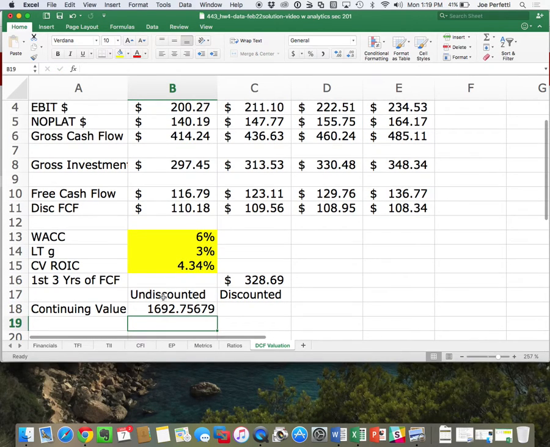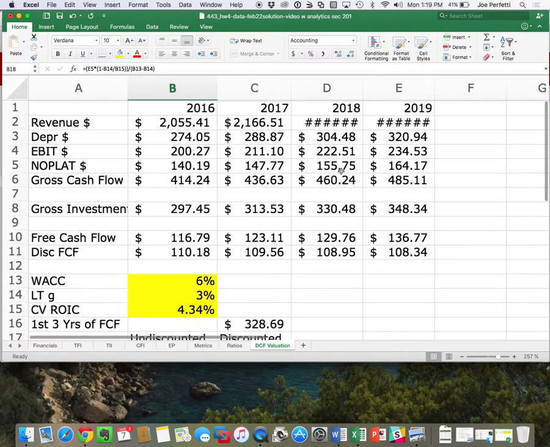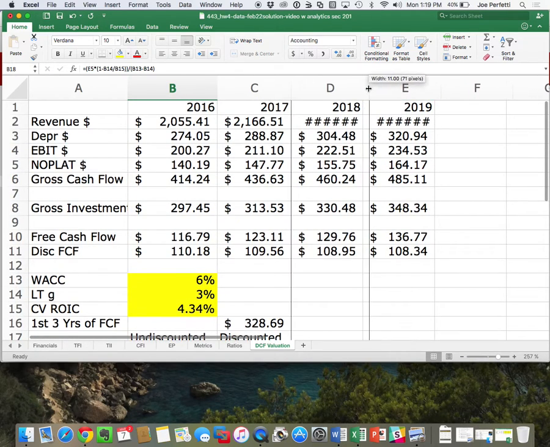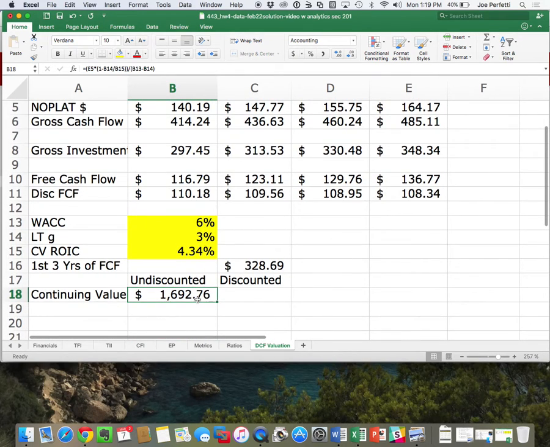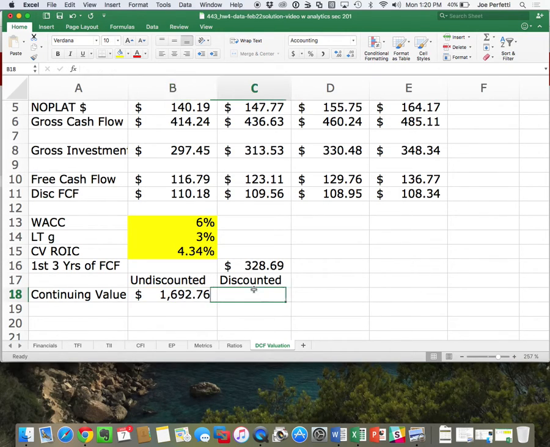That is the long-term value of the firm into perpetuity, from year 4, 2019, into perpetuity, using the key value driver formula and those assumptions. But that's the value as of the beginning of year 4, and I still need to present value it to today. That's why I have the undiscounted and discounted. So I still have to discount this to today.